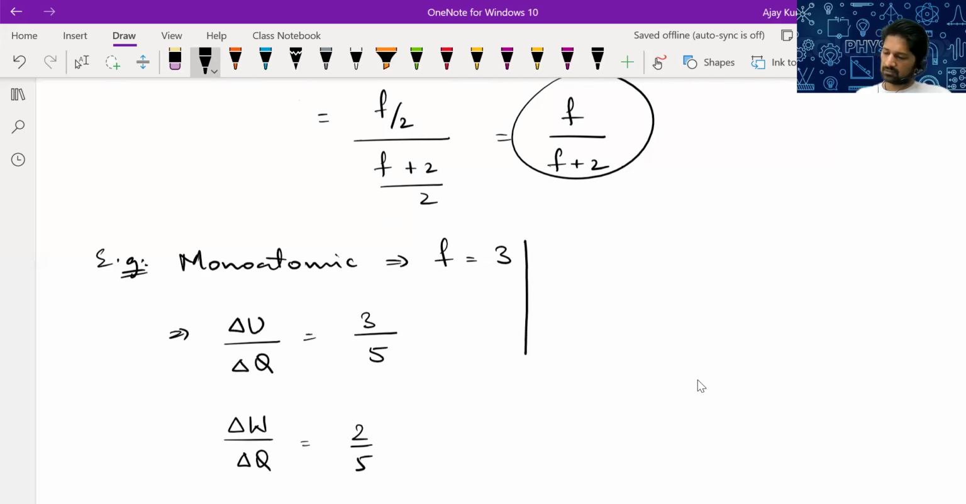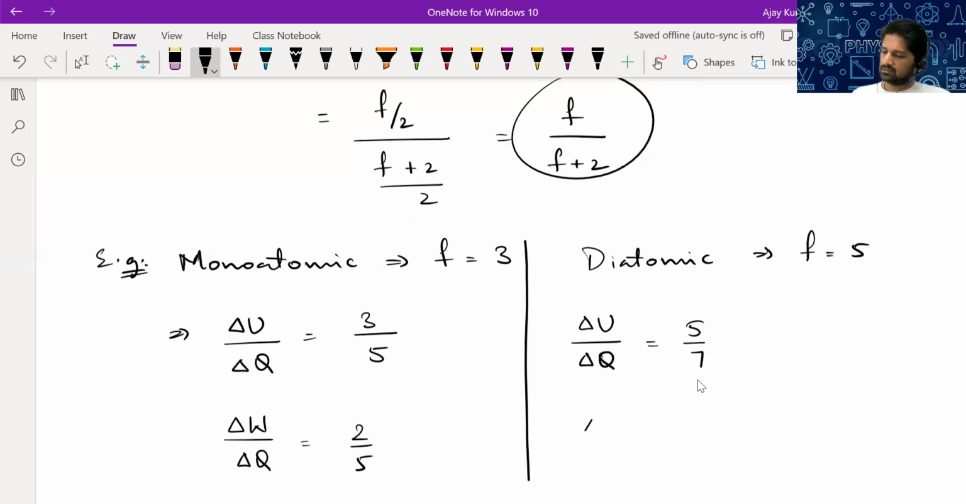If it's diatomic, diatomic has how many degrees of freedom? 5 degrees of freedom. 3 translational, 2 rotational. So the fraction of heat that gets converted as internal energy becomes 5 divided by 7. And the fraction that gets converted to work is only 2 out of 7 parts.